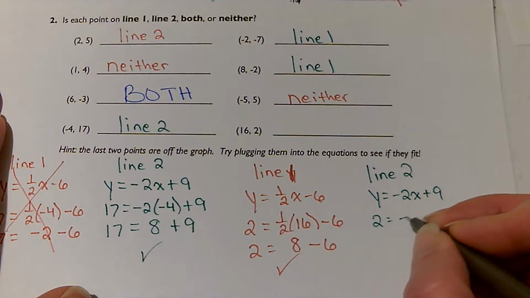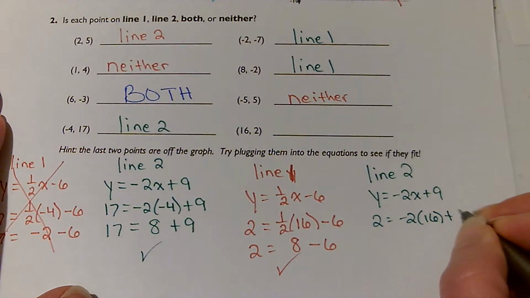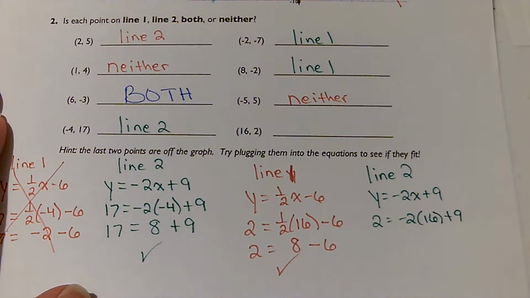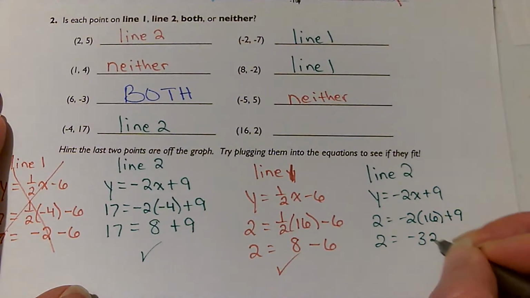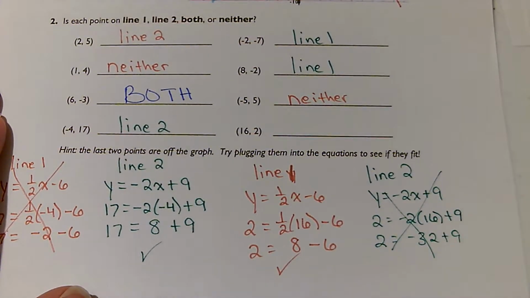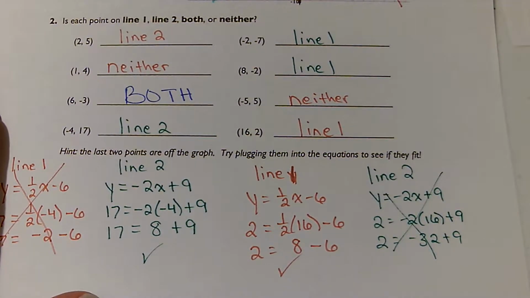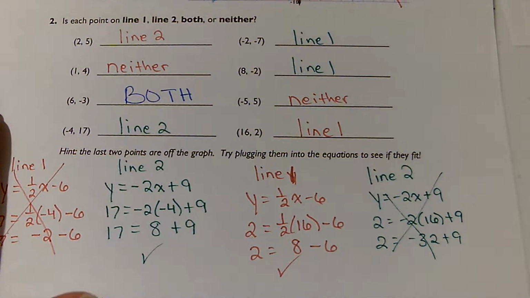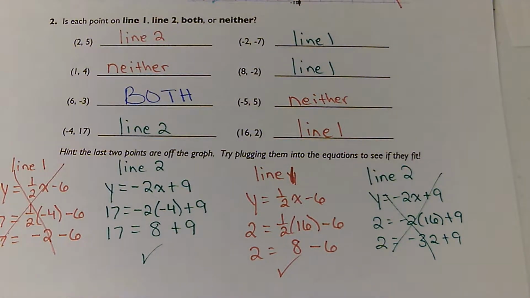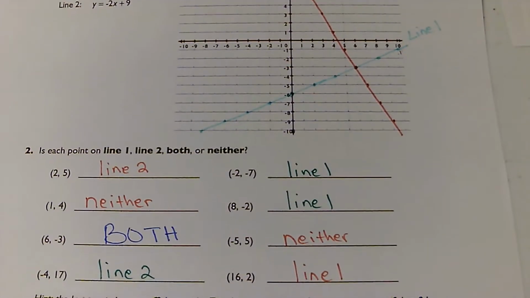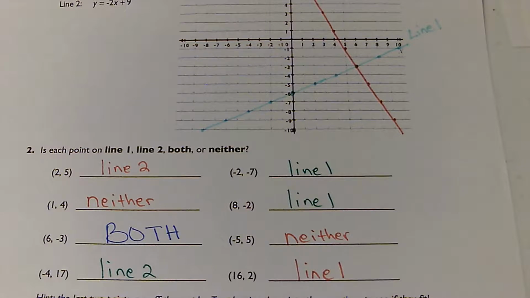So 2 equals -2 times 16 plus 9. I'm starting to think a no here. That's a no. So that one only lives on line 1. Now, when we were talking about a system of equations yesterday, it had to be that that x value gave me the same y value for both equations, or that it was where both lines crossed. It is a solution to both equations.